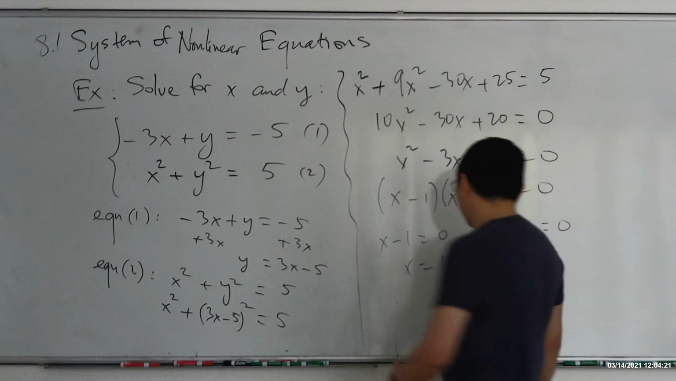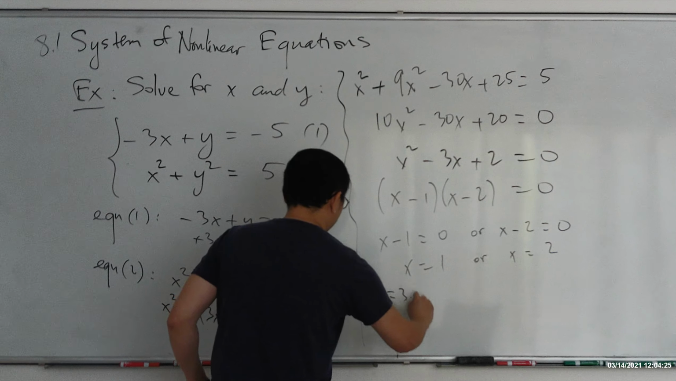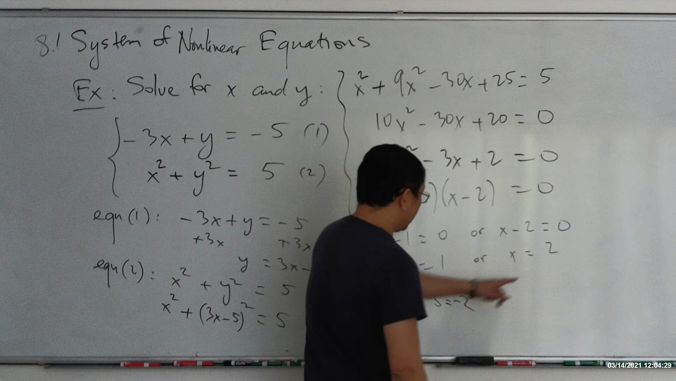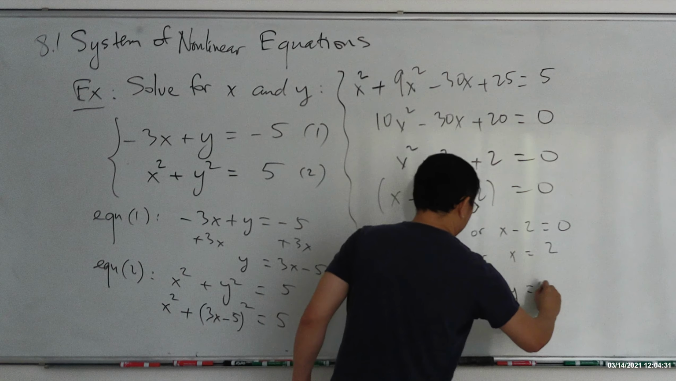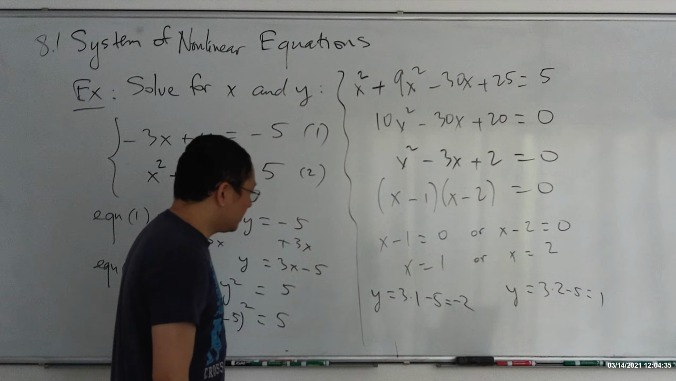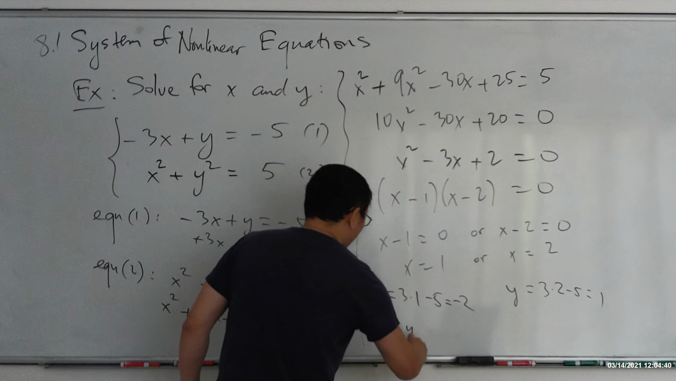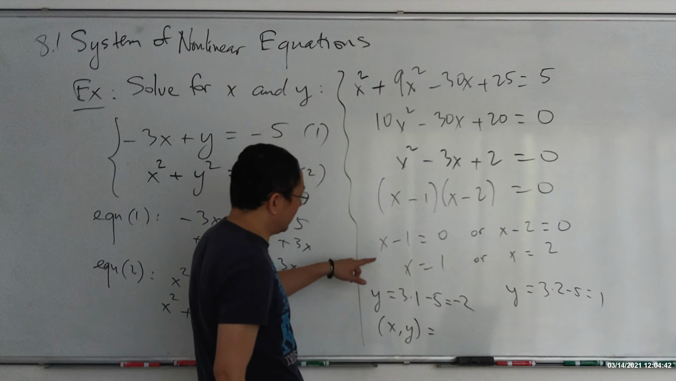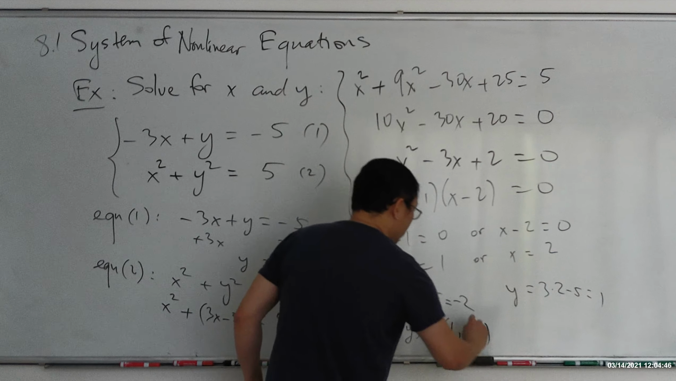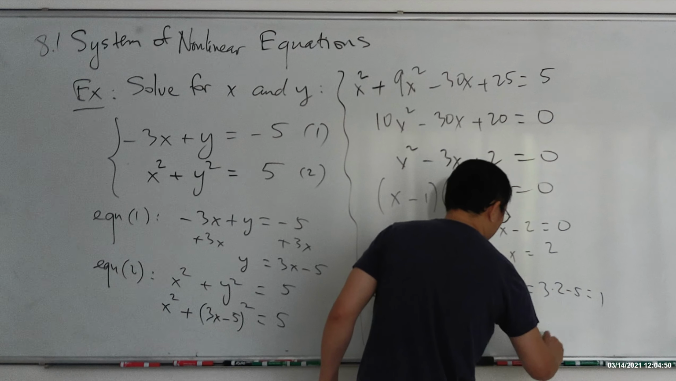Now you have to solve for y, right? x equal to 1, then y is 3 times 1 minus 5 equal to negative 2. x equal to 2, y is 3 times 2 minus 5 equal to 1. So you should really have two solutions in here. (x, y) could be equal to what? (1, negative 2). And the second solution is x equal to 2, y is 1.